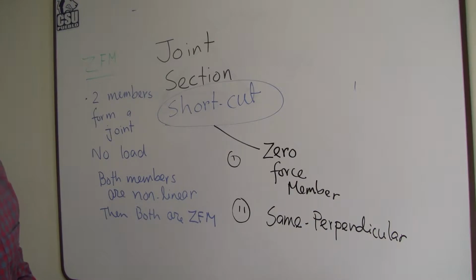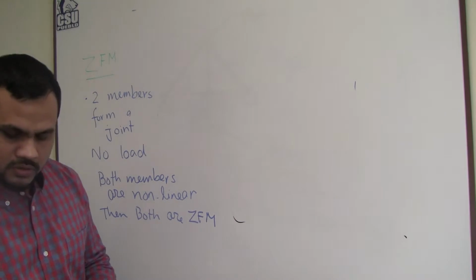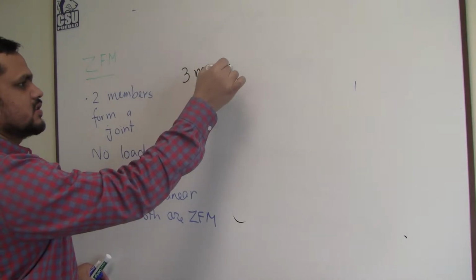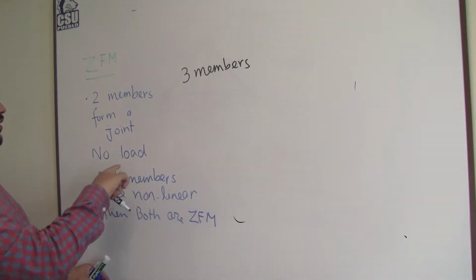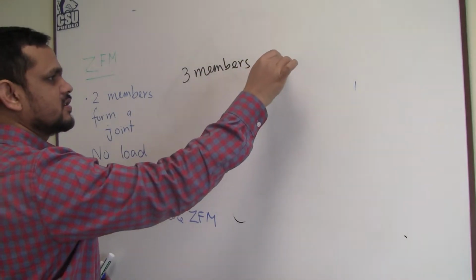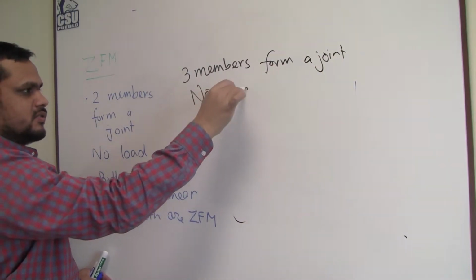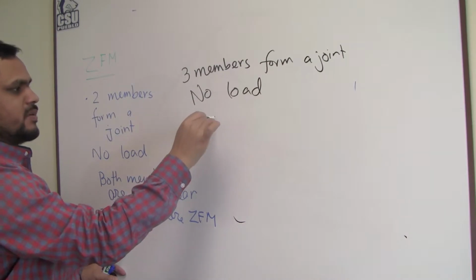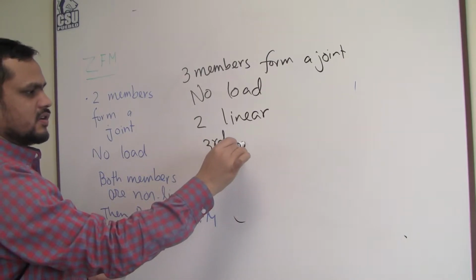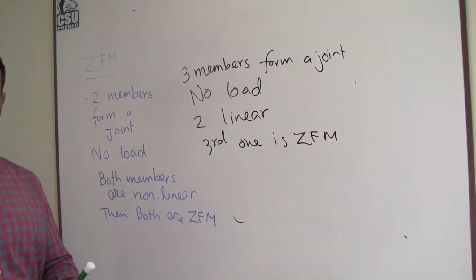Rule number two. So rule number two is three members form a joint, no load. Okay, right here form a joint. Obviously no load. Two members linear. Third one is zero force member.